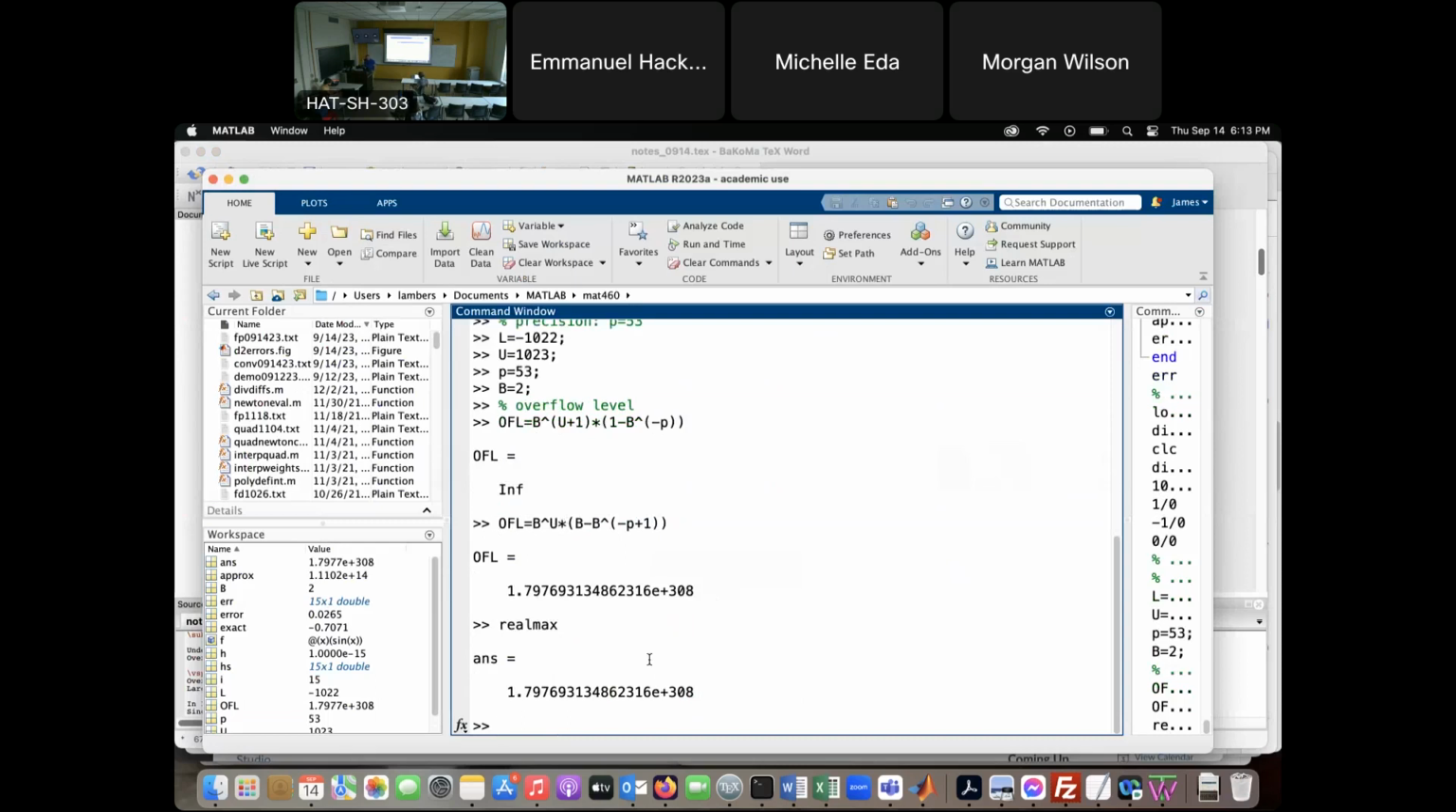There's also a variable predefined by MATLAB to be the smallest number. Let's see what that is. realmin, or smallest positive number. All right, so pretty small magnitude, 2.2 times 10 to the minus 308.